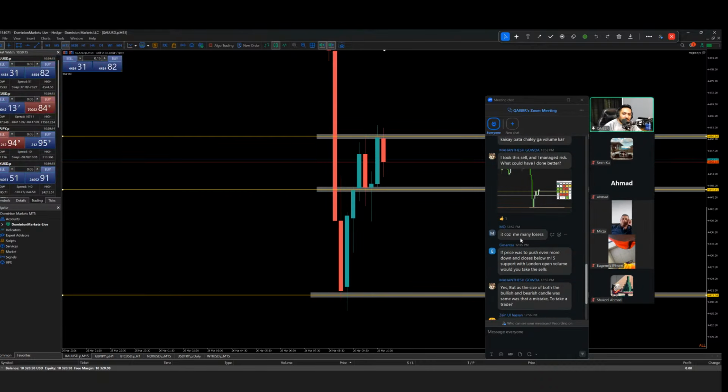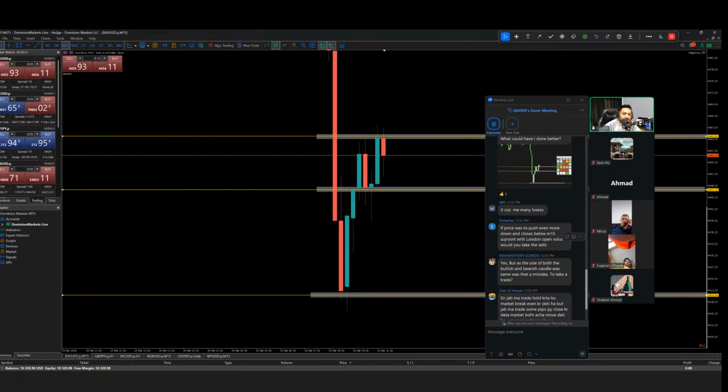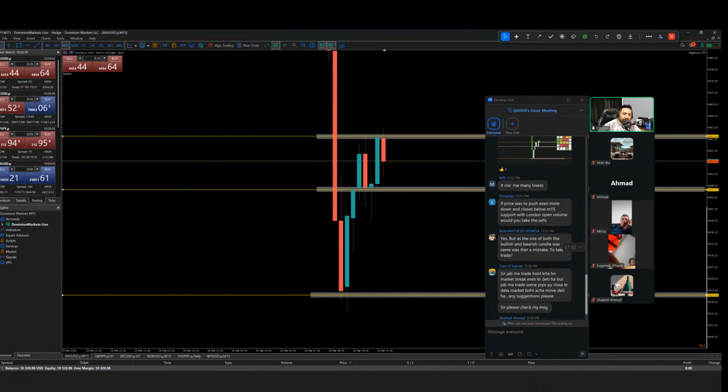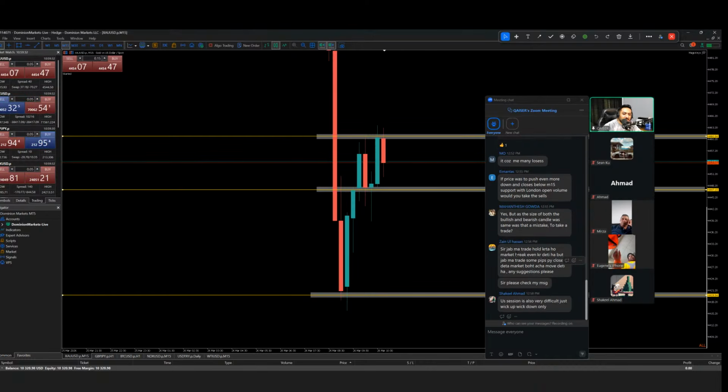Okay, it caused me many losses. What caused you many losses, buddy? If price was to push even more down and close below M15 support with London open volume, would you take this sell? Yeah, definitely. Why not? I'm waiting for that one as well.